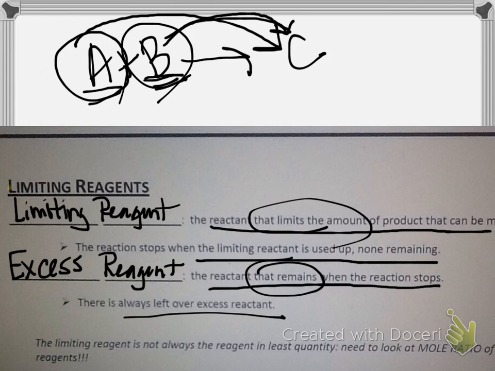It's important to say that when we look at these reactions, the limiting reagent does not mean it's the reagent in least quantity. You have to look at the mole ratio of the reaction in order to see which one's the limiting reagent. All right? So let's get started and do some problems.